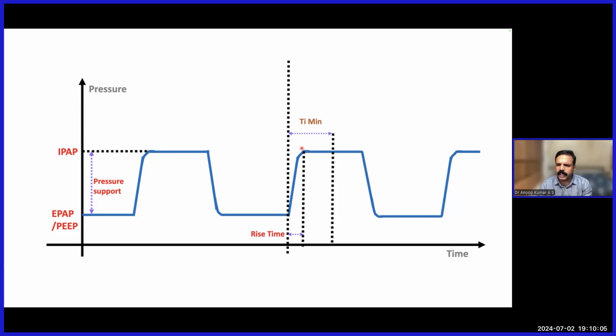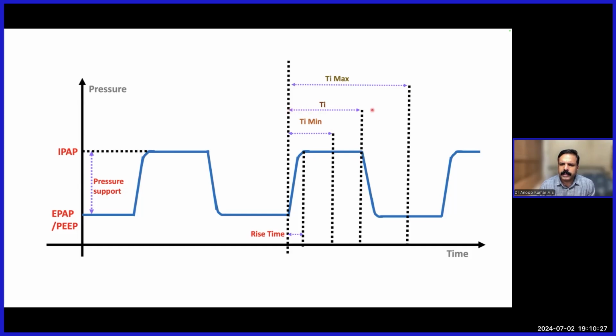Then we have something called TI minimum, then TI, then TI maximum. So this concept you should be very clear. What is TI? This is called the inspiratory time. If you are keeping the patient on a timed mode, or on a mode called PAC mode, here the inspiratory time is always constant, and the ventilator will switch at inspiratory time to the expiratory phase, or it cycles at TI to expiration. So the TI is constant in PAC mode. Then what is TI minimum?